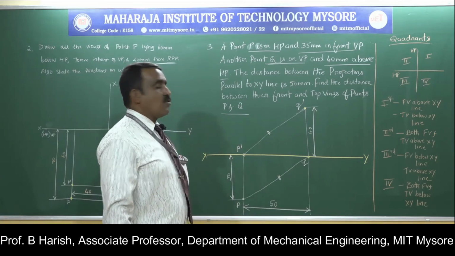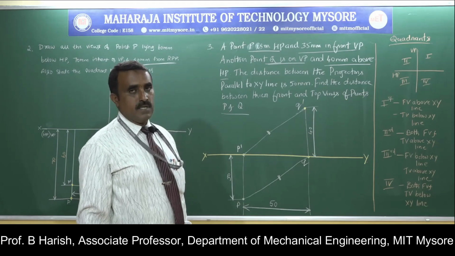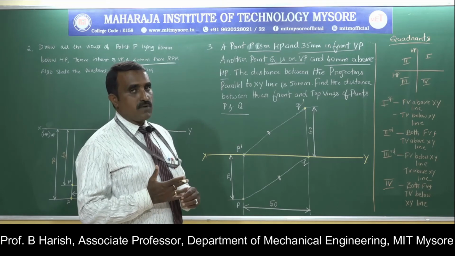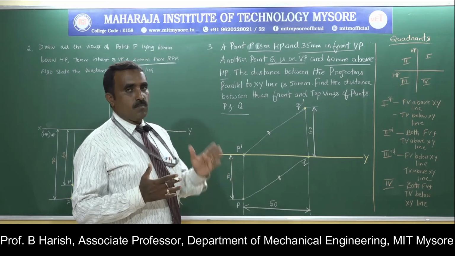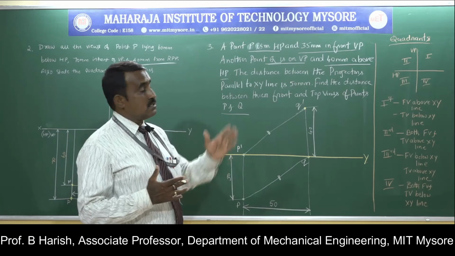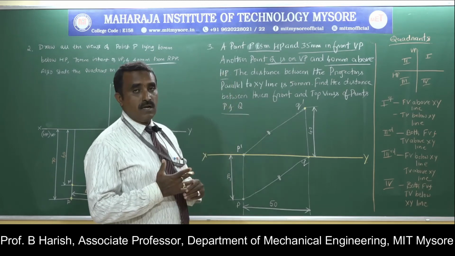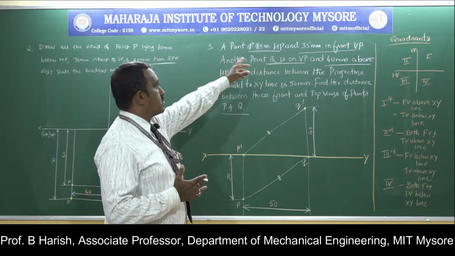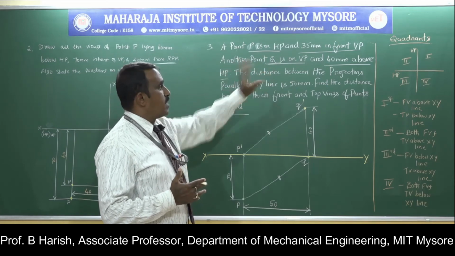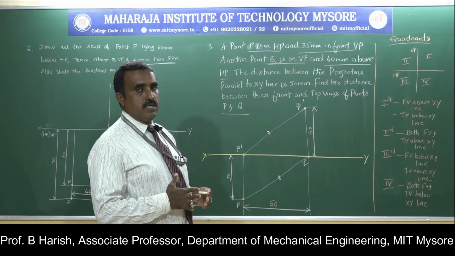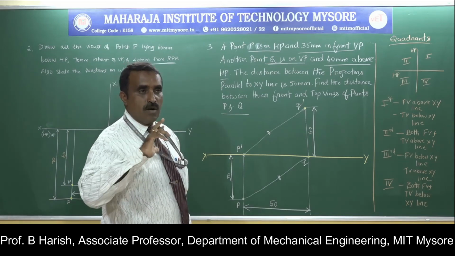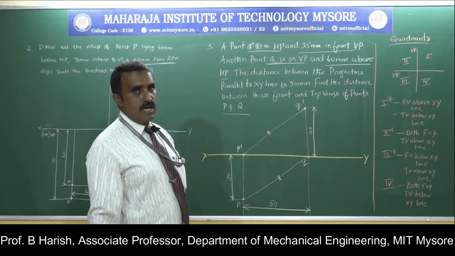Now, how to get the projectors? If you read the problem carefully, two points are given, point P and Q. The conditions of both the points are given. How to draw the projection? 35 mm in front of VP and that is on HP. Then on VP and 40 mm above HP. So here I will draw the projectors on the common XY line.